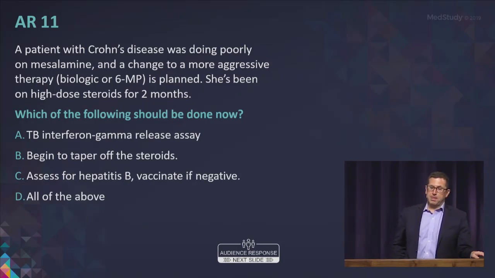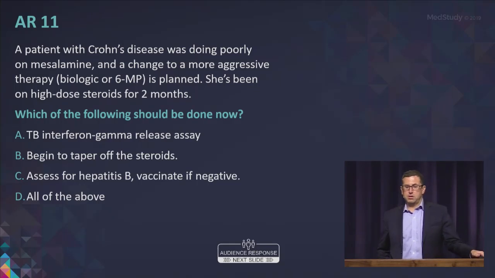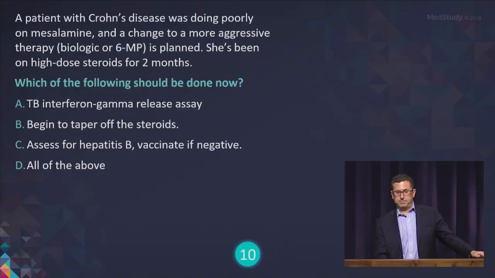Question number 11. A patient with Crohn's disease was doing poorly on mesalamine, and a change to a more aggressive therapy, biologic or 6-MP, as planned. She's been on high-dose steroids for 2 months. Which of the following should be done now? A, TB test; B, begin to taper off steroids; C, assess for hepatitis B, vaccinate if negative; D, all of the above.